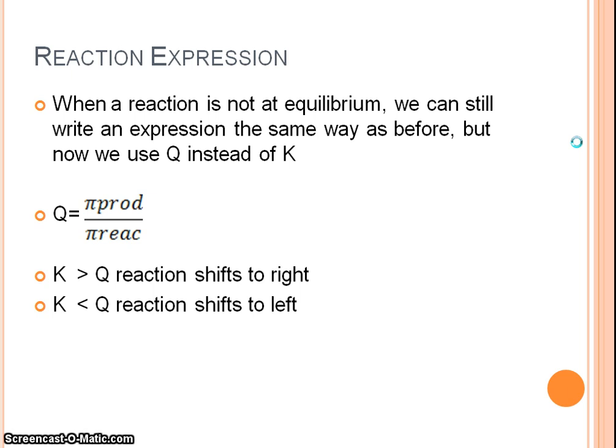If K is greater than Q, the reaction shifts to the right, meaning that it's product favored, that it would rather go in that direction. If K is less than Q, it means that the reaction shifts to the left, or that it's reactant favored, and so it prefers to go in the direction to favor the reactant.